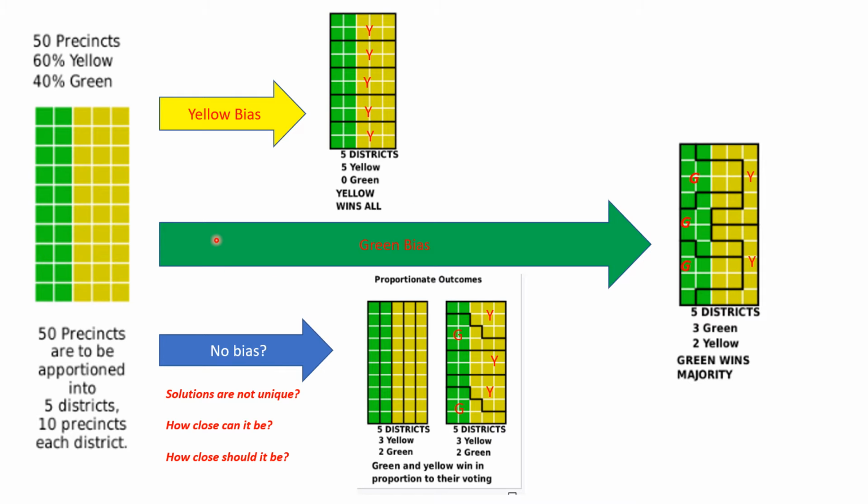If the Green Party gets to draw, they may draw more irregular shapes, but they can configure things so that green wins 3 districts, and yellow wins 2. Now there are multiple ways that we can also have proportionate outcomes. Here, yellow wins 3, green wins 2, and here also a different solution, yellow wins 3 and green wins 2. Note that these solutions aren't unique, and it's not really clear how close to being proportionate you can be and how close you should be.